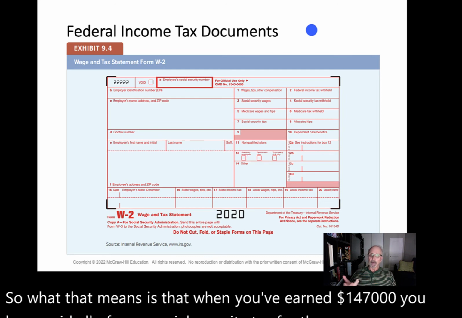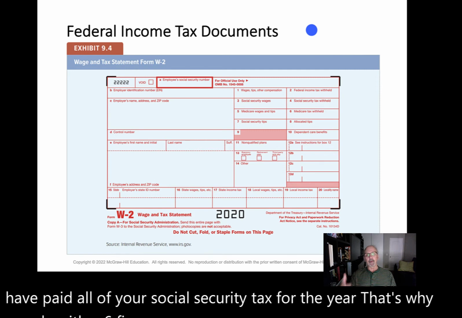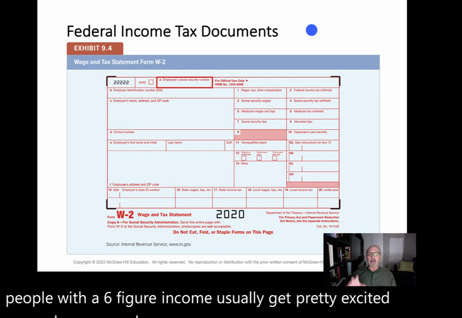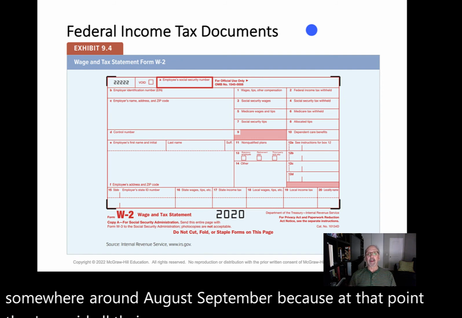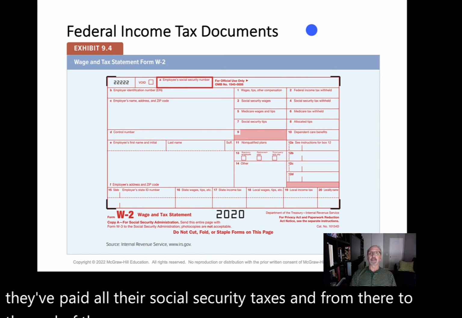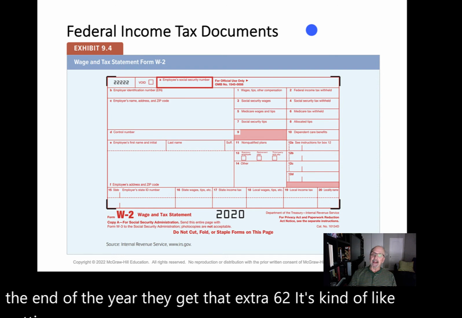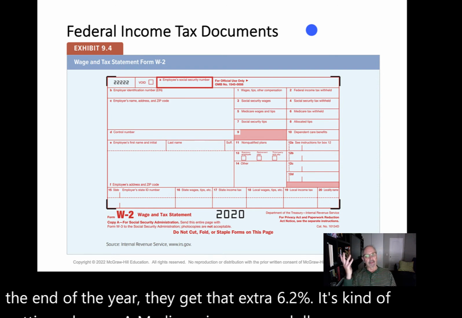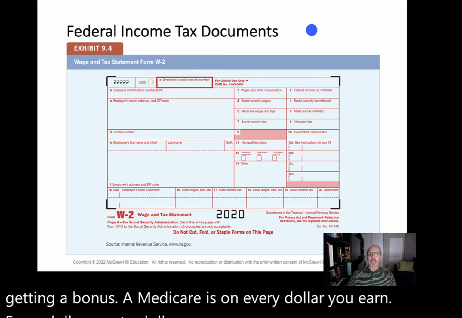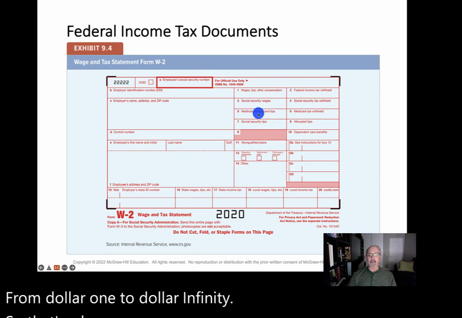That's why people with a six-figure income usually get pretty excited somewhere around August, September, because at that point, they've paid all their Social Security taxes, and from there to the end of the year, they get that extra 6.2%. It's kind of like getting a bonus. Now, Medicare is on every dollar you earn, from $1 to infinity. So that's why we have two different boxes, because these could be two different numbers.